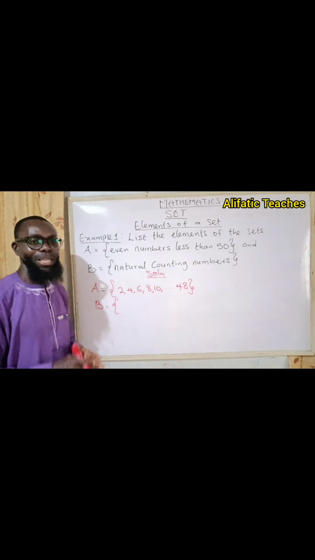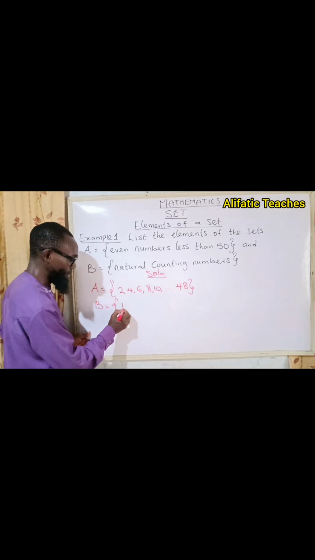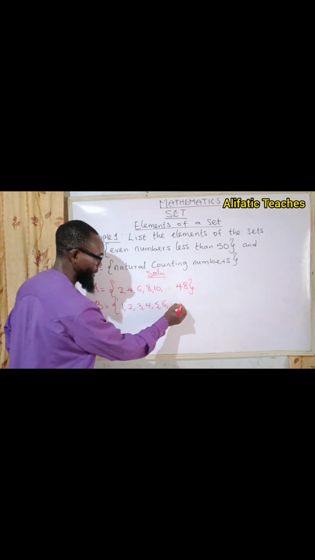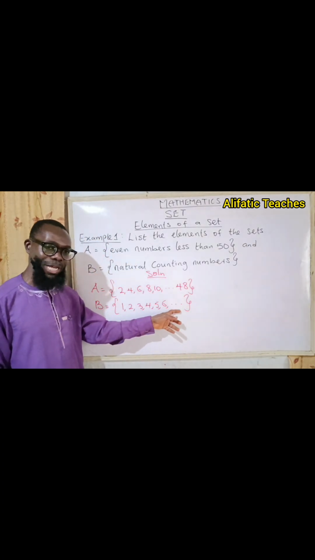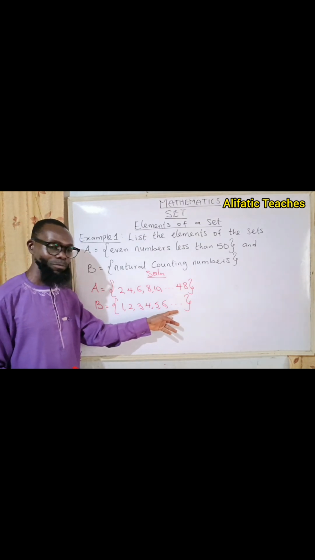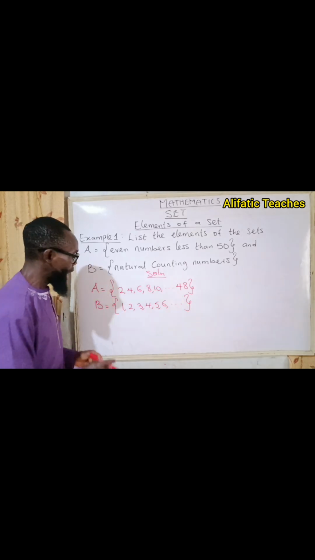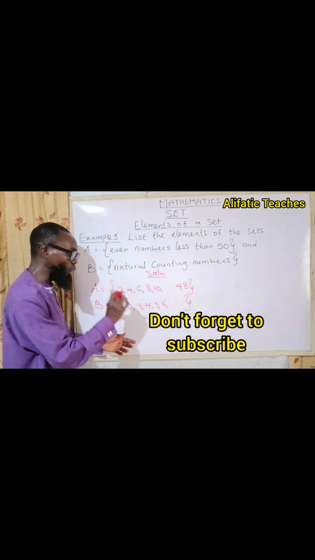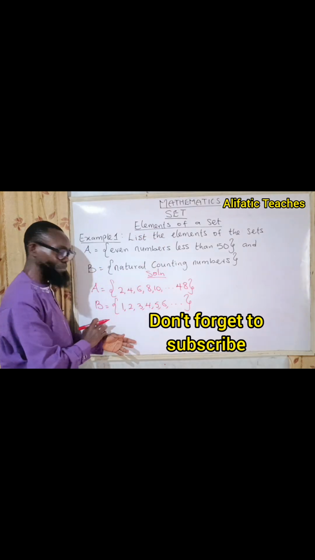Natural counting numbers. Natural counting numbers are our numbers 1 to infinity. So we have 1, 2, 3, 4, 5, 6. Because I cannot list all the elements, I have to put 3 dots to show that the elements are still going. So we still have some elements in this place. Likewise here, we have some elements here before we get to 48. So all these, 1, 2, 3 and so on, are the members of the set B, or we call them elements of set B.